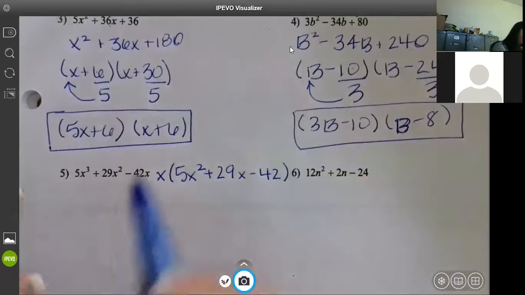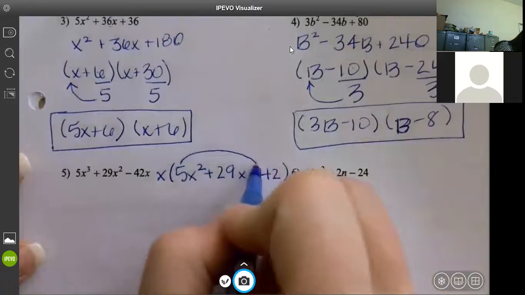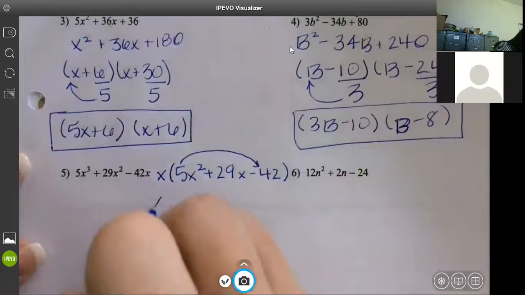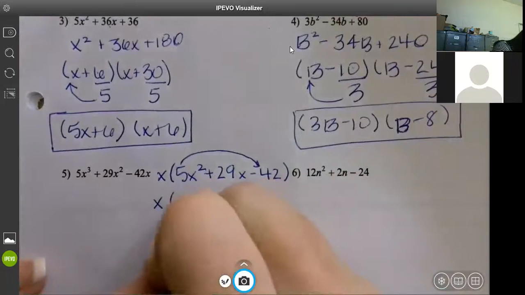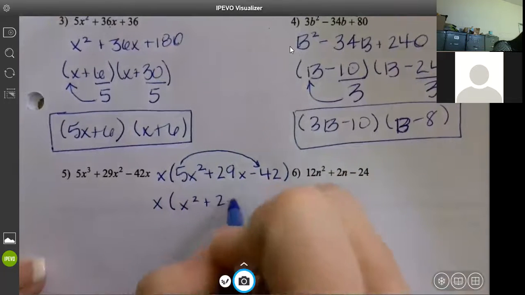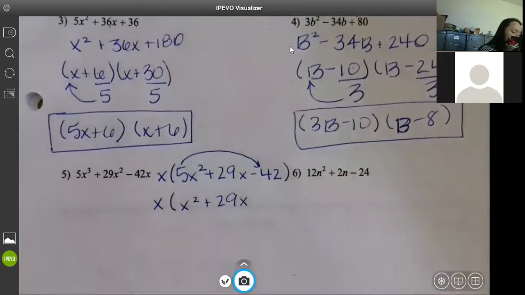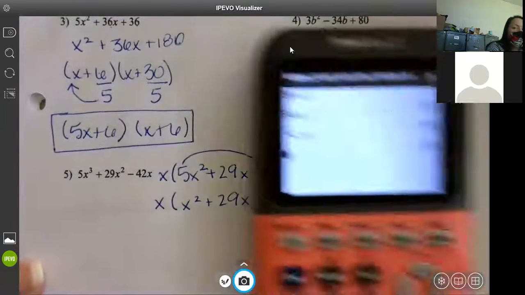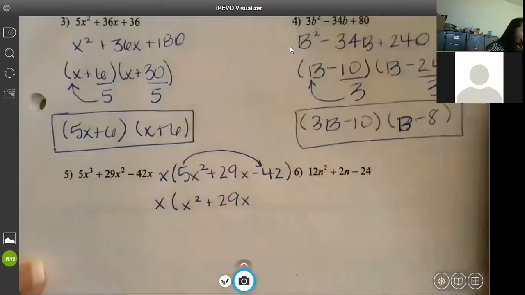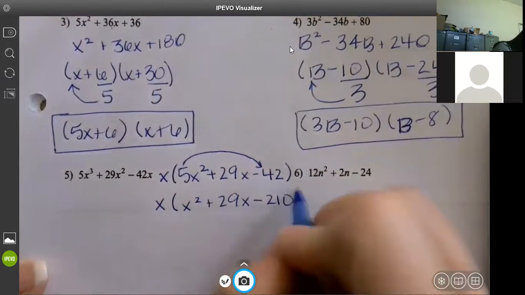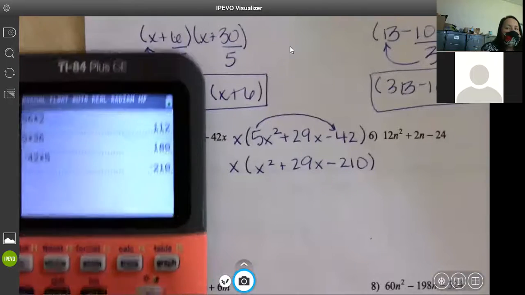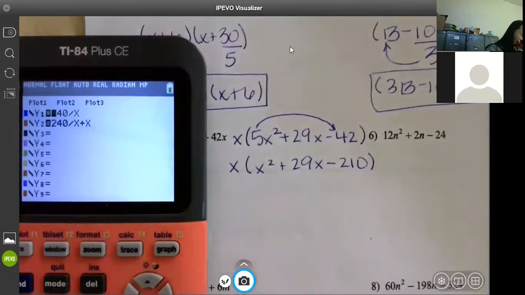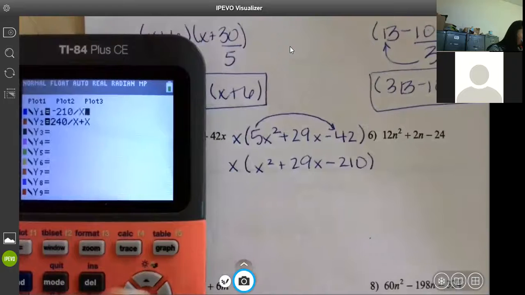All right. To factor this, we don't have any other GCF. We're going to slide it over. I'm going to keep bringing that x down so I don't forget it. I'm going to factor x squared plus 29x. And then what is negative 42 times 5? Make sure you use the negative in there, negative 210. Okay. Trying to get it where you can see everything. There we go. I need factors this time of negative 210.